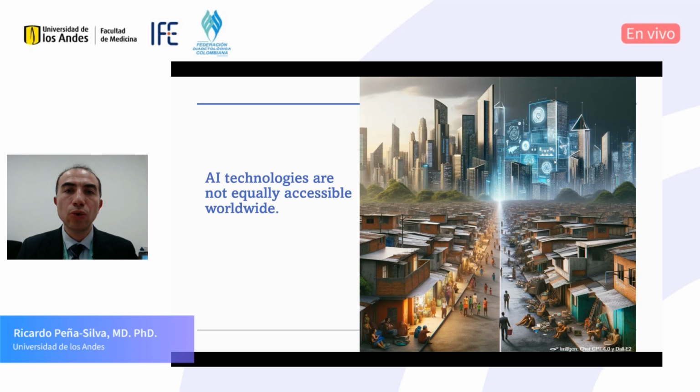It is also important to take into account that artificial intelligence technologies are not equally accessible for everybody in the world. And I am a believer that if we use artificial intelligence correctly, we can help to close the gap in development between developed and developing countries. However, if we don't use artificial intelligence, the gap will be even wider. And this is what is represented in this image here.